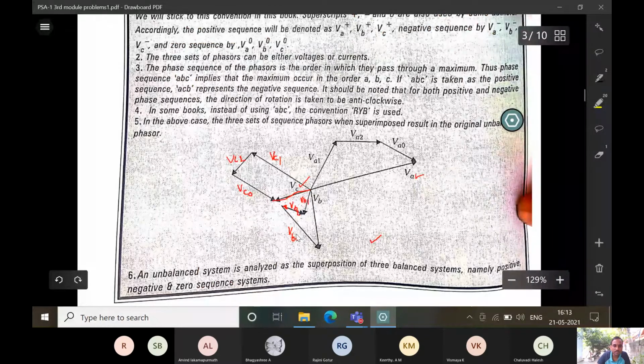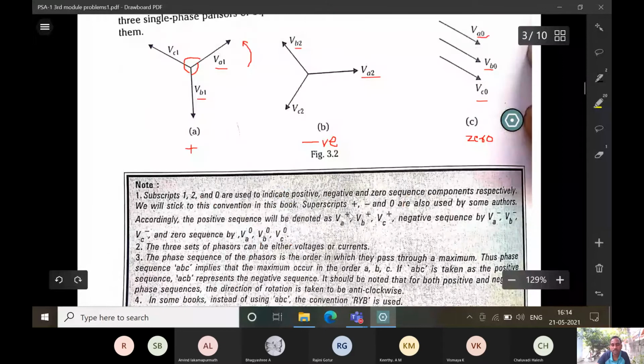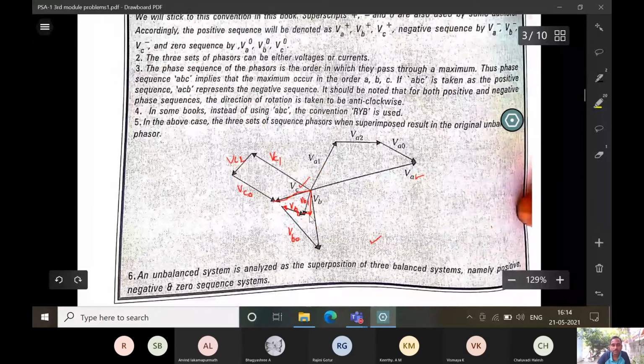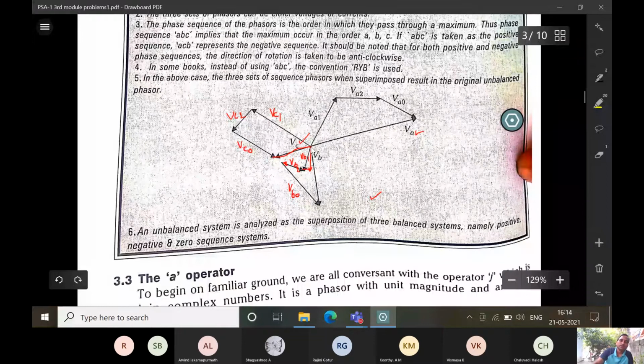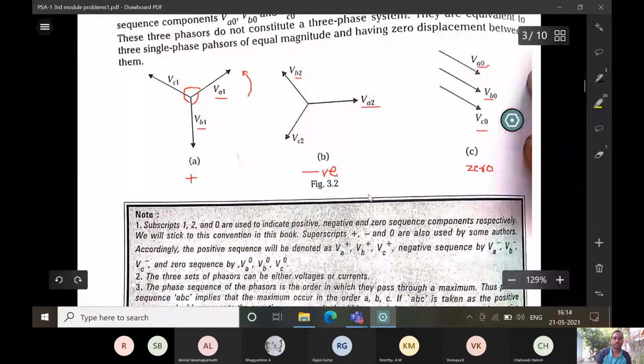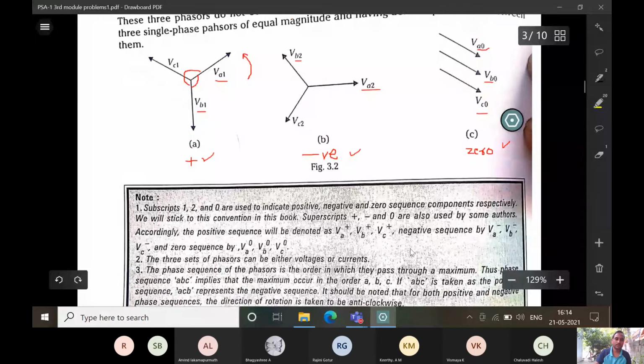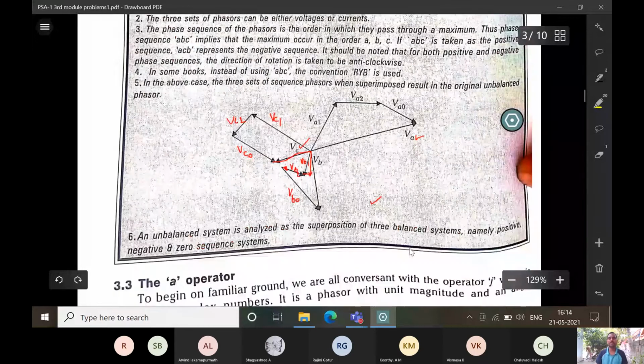VB1 plus VB2 plus VB0. VB1, actually this is the straight line, but he has made a mistake. So VB1 is like this. Okay, and VB2 in this direction, upward direction, and VB0 is in downward direction. Okay, join all these things. This will give VB. Okay, so like that, there are three components: positive, negative, and zero.